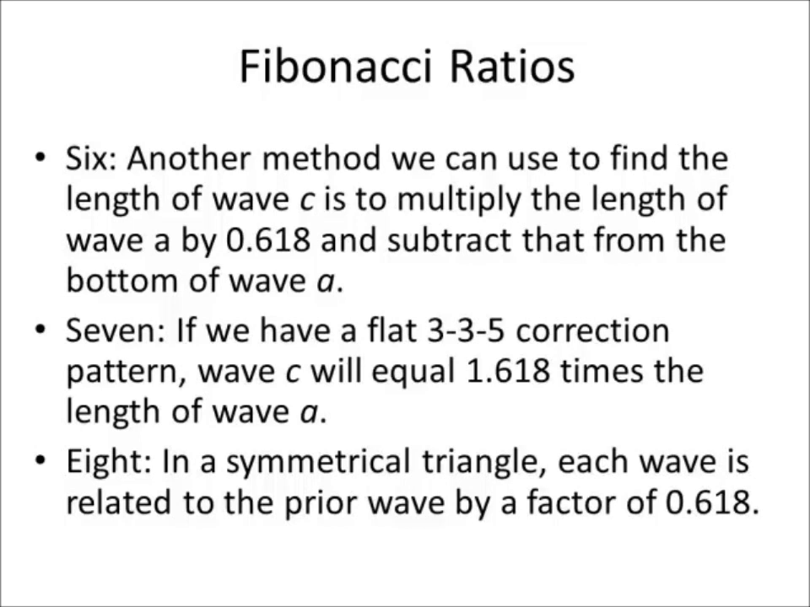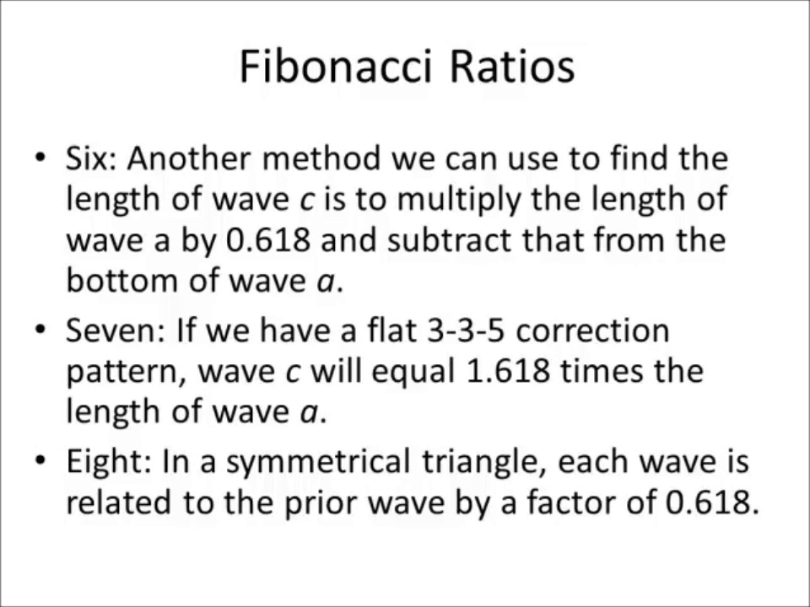So, in a 3-3-5 correction pattern, that is, our flat corrective pattern, which is an ABC pattern, wave C will equal 1.618 times the length of wave A. This is just another rule which is easy to apply. We know that wave C will be bigger because it's 5 instead of 3, so it's 3, 3, and 5, which means A and B are 3 and C is 5, so we expect C to be bigger, and it should be bigger by this ratio, 1.618.